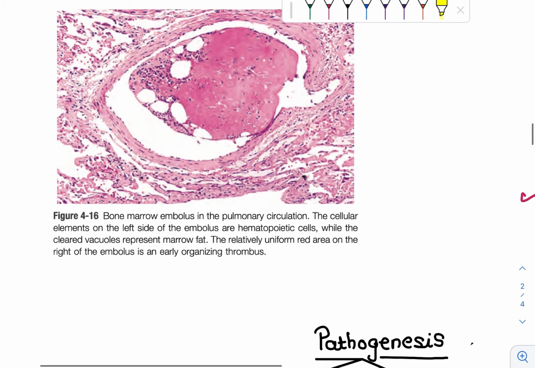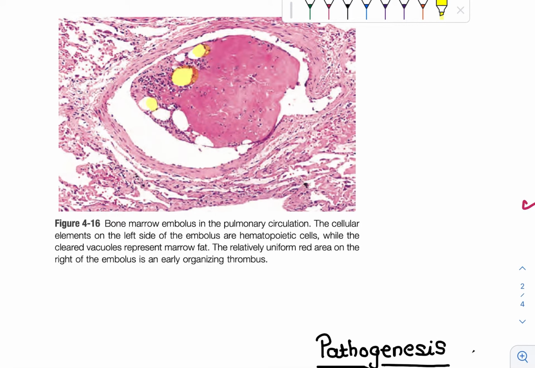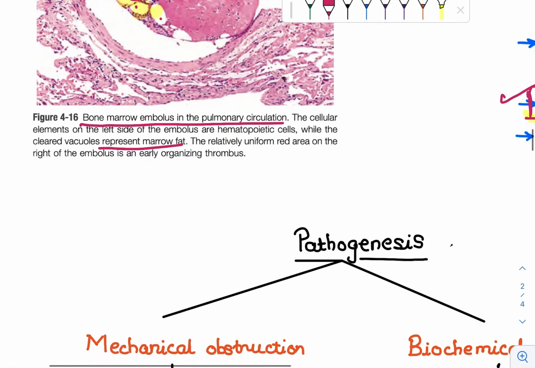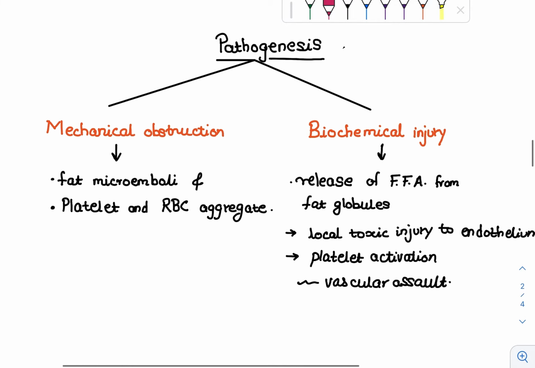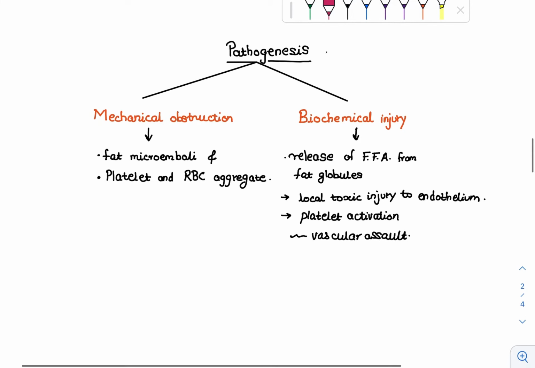See in this diagram, here are the fat particles which I highlighted here, and these are the hematopoietic stem cells. All these have occluded the blood vessel, as written here, the bone marrow embolus in the pulmonary circulation. These are fat molecules, these vacuoles, and these are hematopoietic stem cells from the bone marrow. So, what is the pathogenesis of fat and marrow embolism?